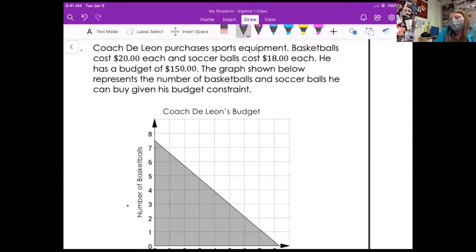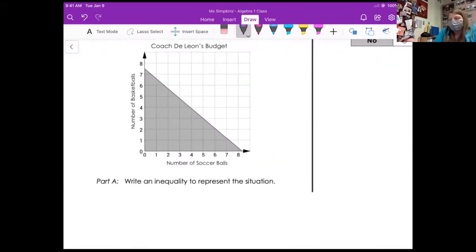Okay? So what you're going to do on A is make your equation, or your inequality, excuse me. Make sure x is soccer. Why did I make x soccer? That's the bottom, because that's the x-axis. Look at the graph. It's on the x-axis. And y is basketball.